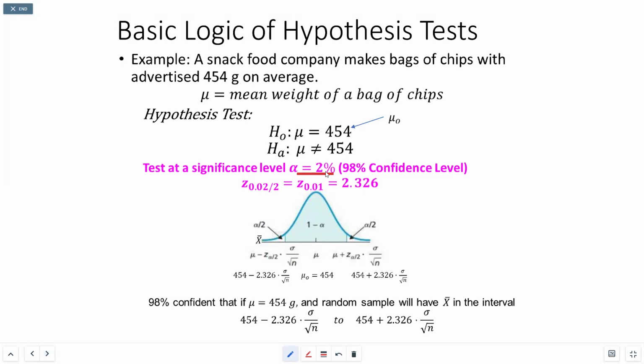And if you remember, you subtract the alpha from 100 to get the confidence level. So if alpha is 10%, the confidence is 100 minus 10, or 90%. If the alpha is 5, it's 100 minus 5, or 95%. And we're going to put alpha over 2 in each tail. So we want to get the z-score for a 0.01 probability in the tail. And that comes out to 2.326. And so we're going to add 2.326 times the standard error, and we're going to subtract 2.326 times the standard error.